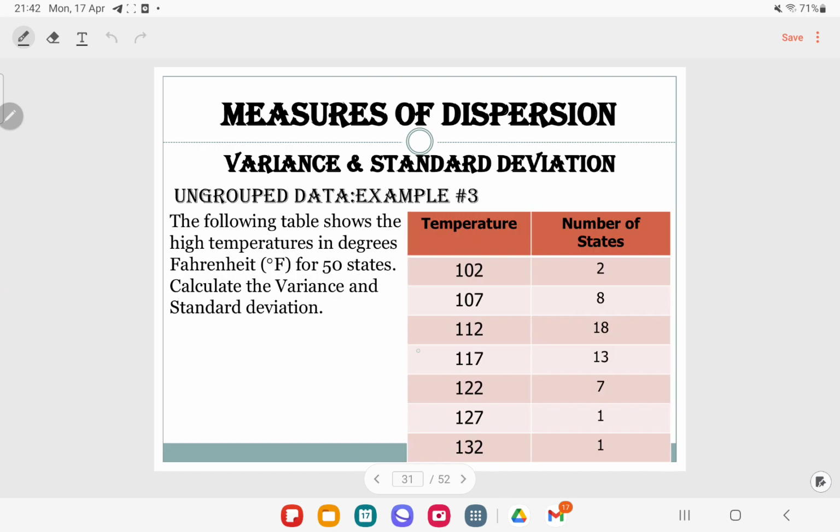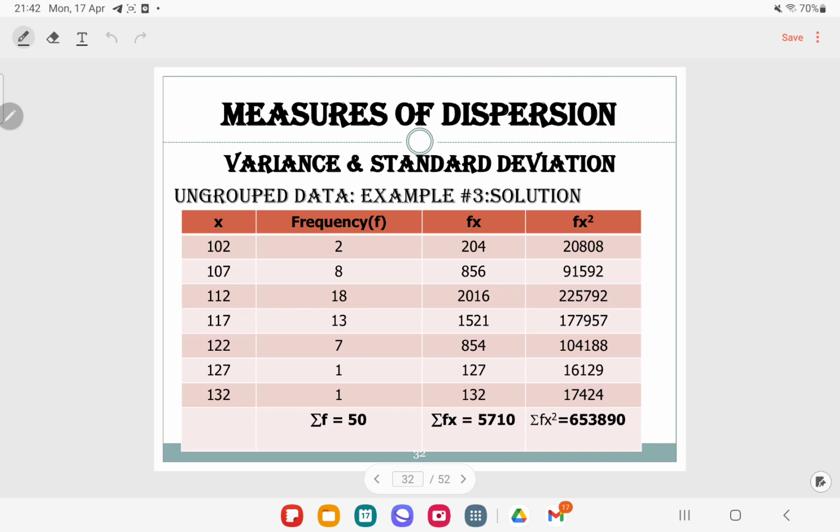Okay, for example, we consider this data set where we have a group data without class interval. Next thing you have to construct the fx value. So fx value means that for the first row, 2 multiply with 102, and then 8 multiply with 107, 18 multiply with 112, 13 multiply with 117, and then 7 multiply with 122, 1 multiply with 127, and then 1 multiply with 132.